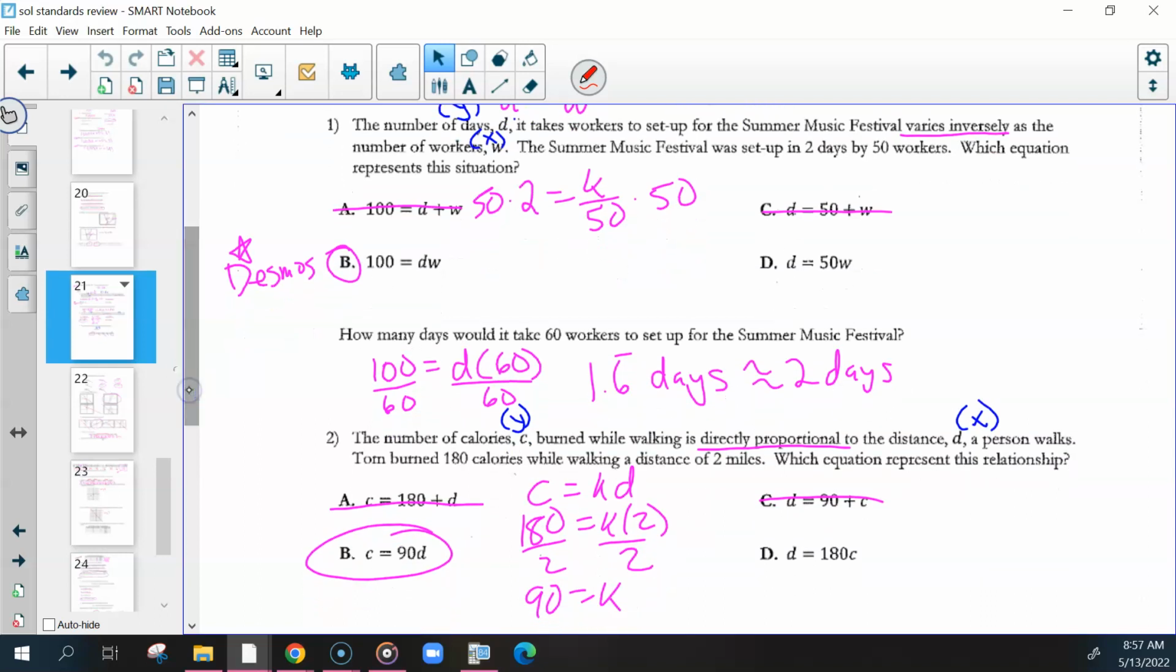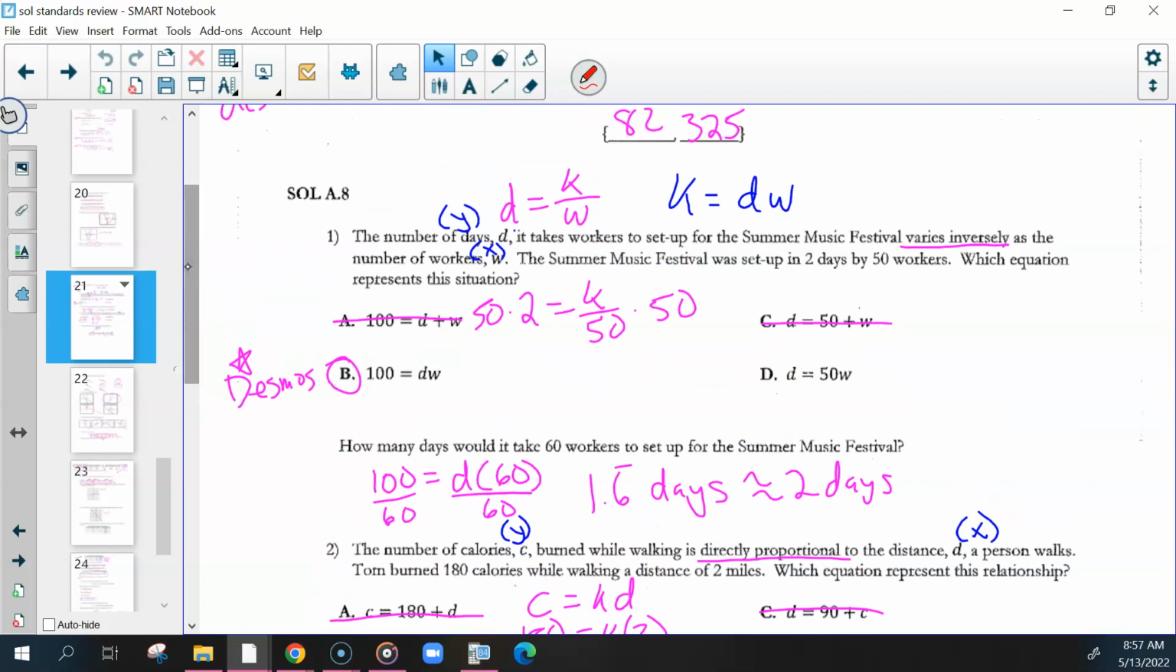Then for this question, it's asking how many days would it take 60 workers. Using either B or this original equation, you could put those numbers in and find your answer for D, which would be about 1.6 repeating days, or about 2 days.